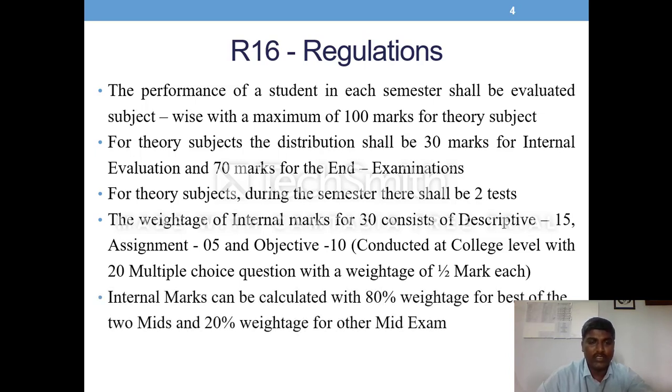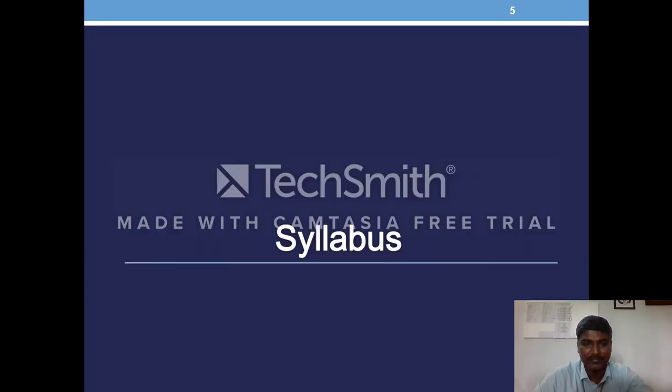Then out of two tests, to arrive at 30 marks for internal evaluation, 80% weightage is given for the best of the two mids and 20% weightage is for the other mid. And that's about the regulations.